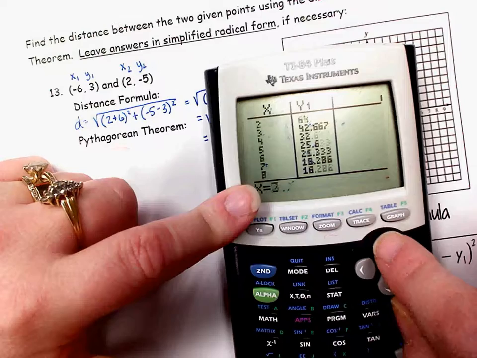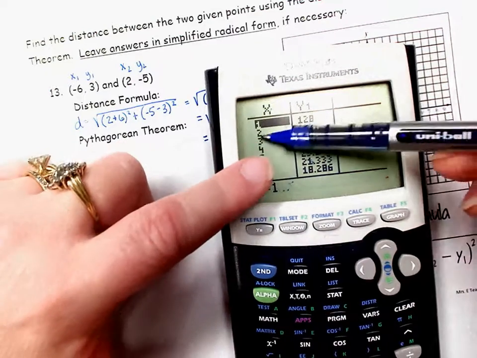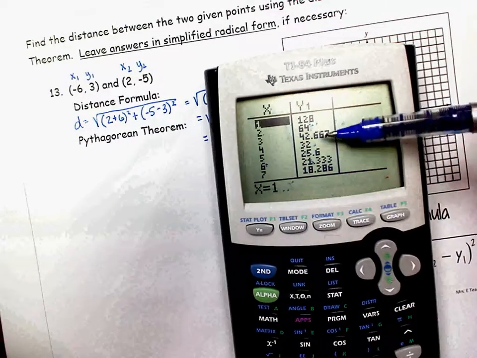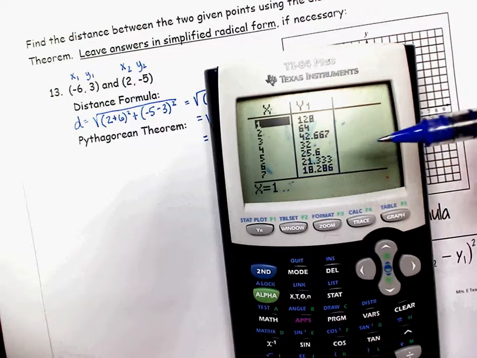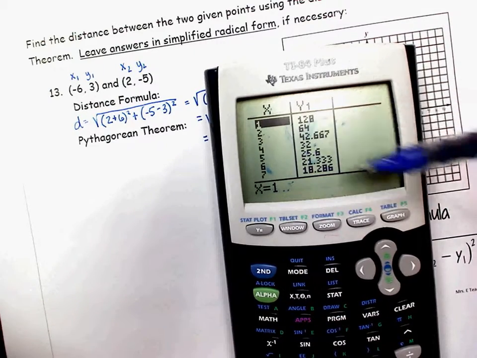I didn't go back that far. There we go, right here. 2 times 64. It was way at the beginning. I just didn't have my table up there. I'm getting ink all over my screen there. But 2 times 64 is the way you want to go.